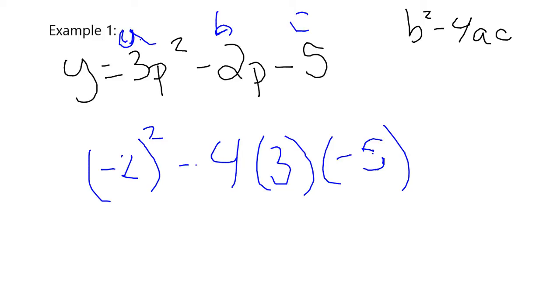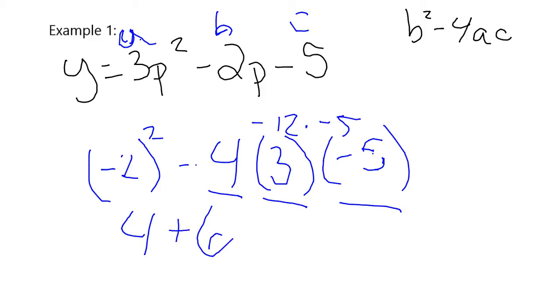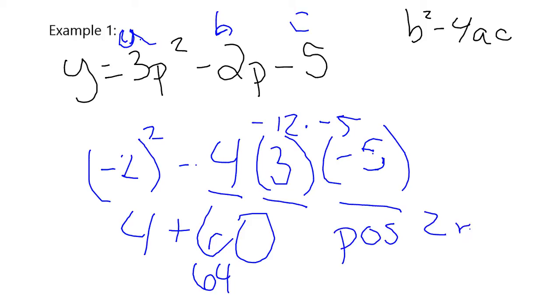So I'm going to use my order of operations. I'm going to go exponents first. So negative 2 times negative 2 is 4. And then I'm going to multiply negative 4 times 3 times negative 5. So negative 4 times 3 is negative 12, times negative 5, which will give me a positive 60. So looking at here, 4 plus 60 is 64. Since my discriminant is positive, there will be two real solutions.